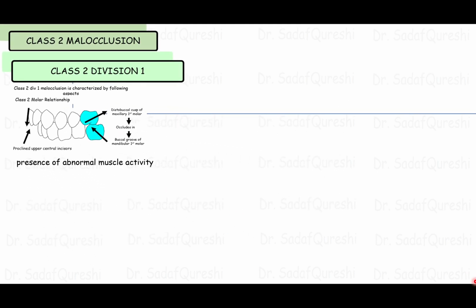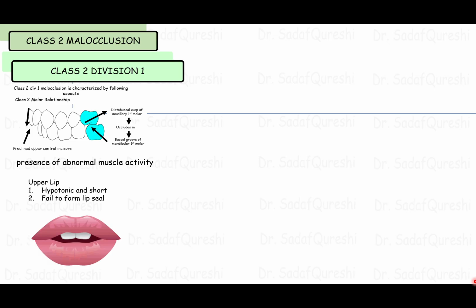Talking about the abnormal muscle activity present in class 2 division 1 malocclusion, we will first start with the upper lip muscles. The upper lip is hypotonic and short and fails to form the lip seal. Talking about the muscles of the lower lip, they cushion the palatal aspect of the upper teeth and this situation is called lip trap. And this is a characteristic feature of class 2 division 1 malocclusion, that is lip trap.